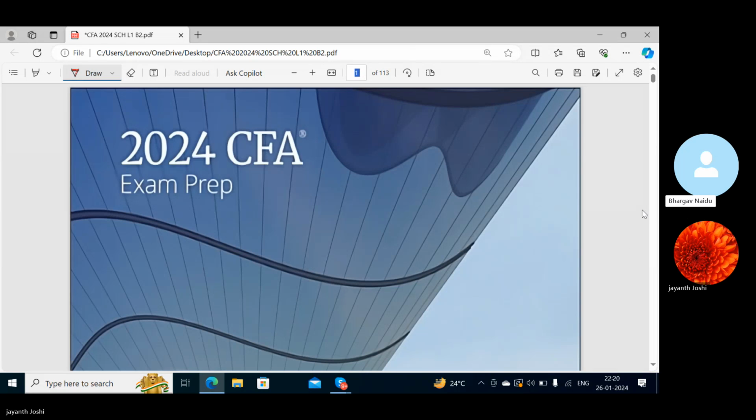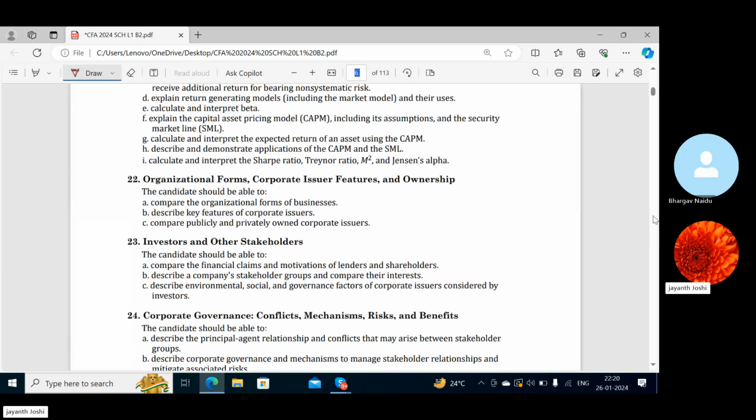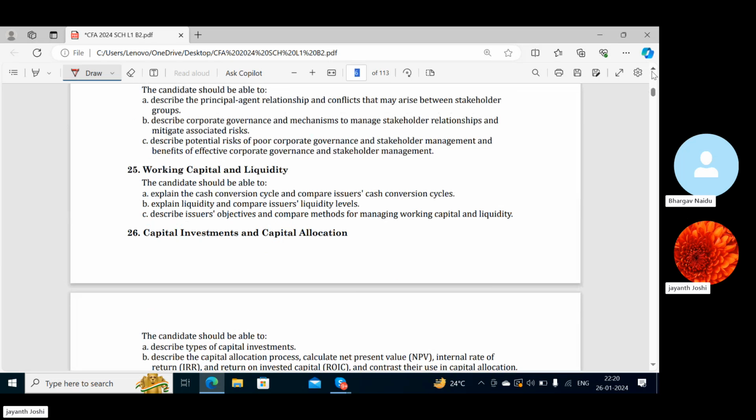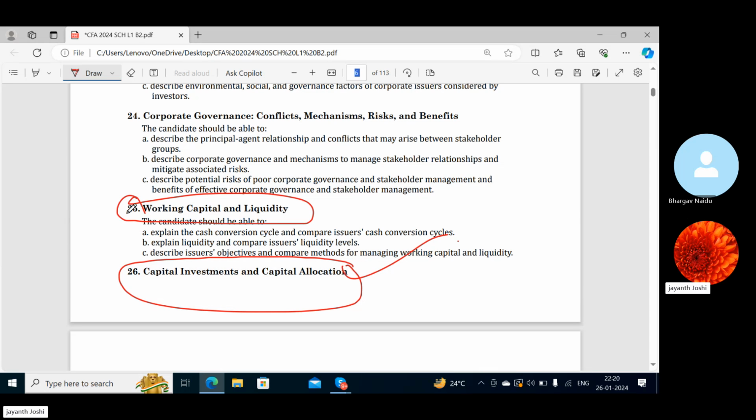Okay. Yes, sir. So this chapter is done from corporate issuers. Let's discuss tomorrow what we are going to take. Tomorrow's chapter is working capital investments and capital allocation. Okay, Bhargav, this is done. Since this is done, I want you to finish the quiz questions, and I'm going to send you the PDF of this. Okay. Yes, sir.